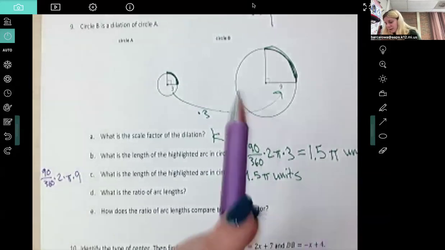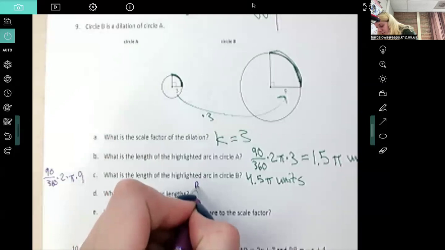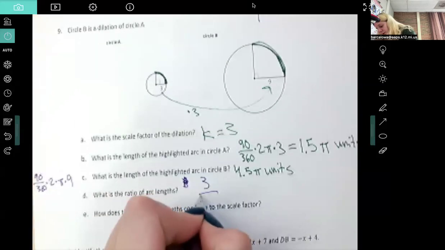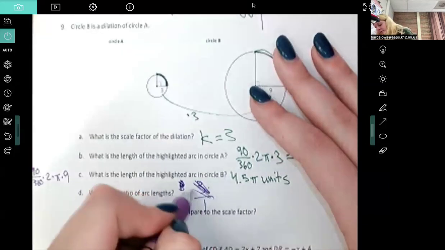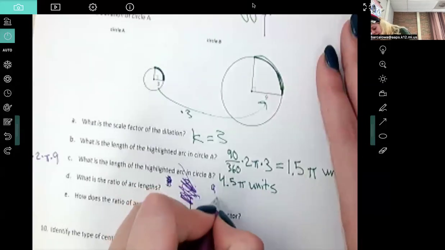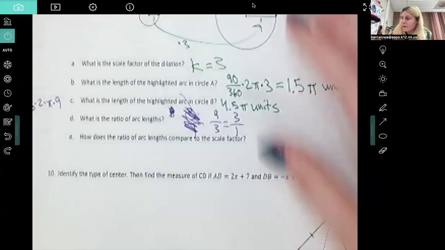What is the ratio of the arc lengths? Ratio of the arc lengths is 3/1, right? 3/1. Or 9/3, I guess. Hold on, you guys. 9/3, which simplifies to 3/1. There we go. I said it right eventually.